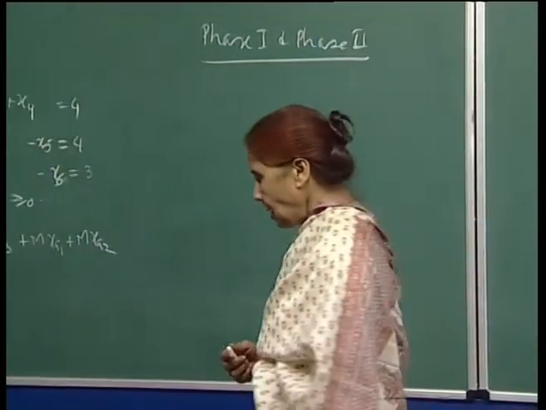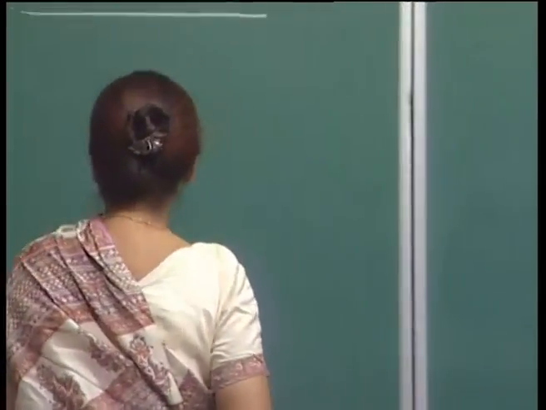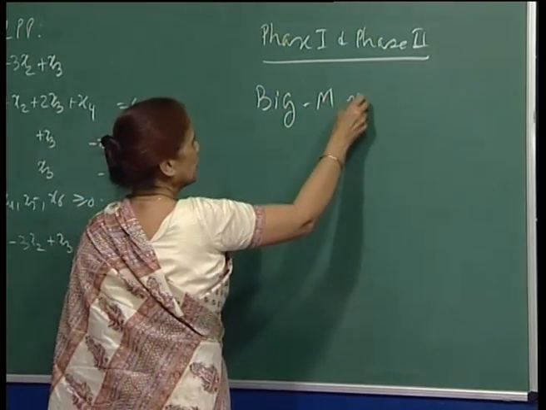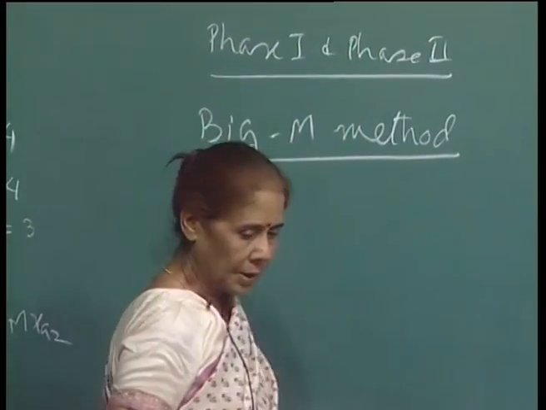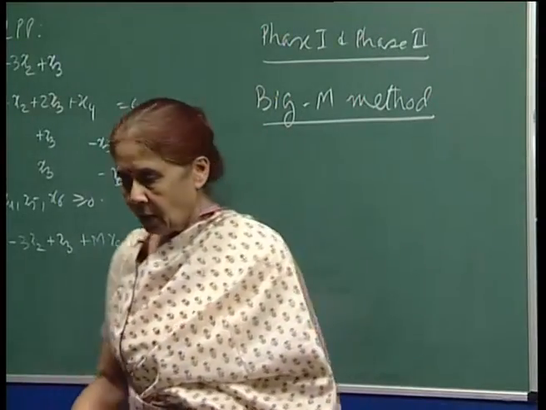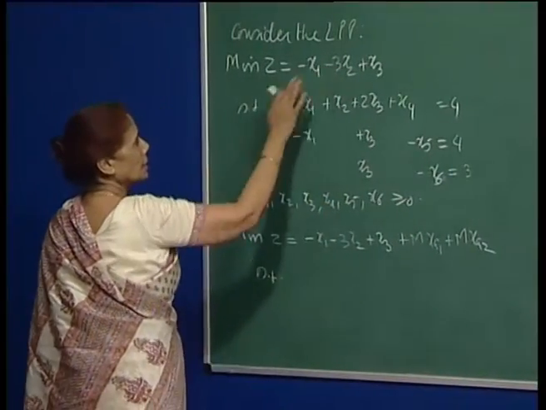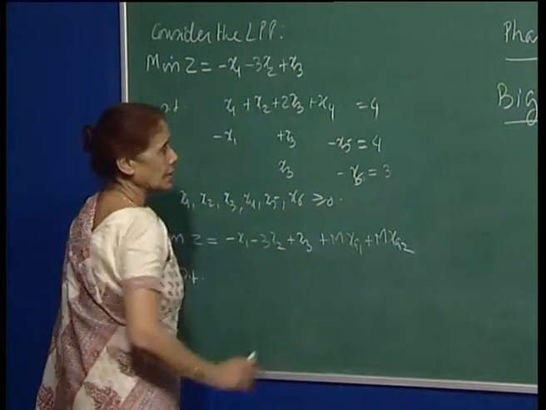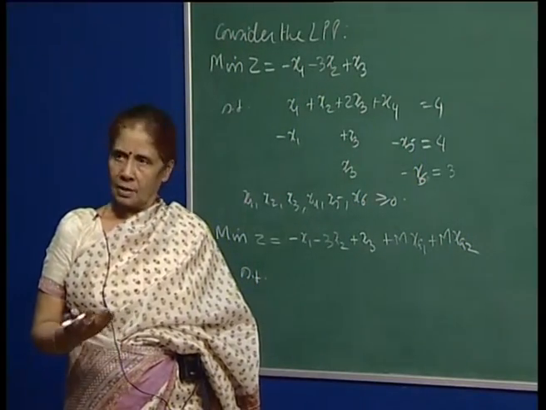I will give you another alternate method for when you do not have a starting feasible solution right away. So, I am going to talk about the BigM method. Here also we make use of artificial variables, and let us see how the method works. If you have a linear programming problem given by this, you have plus x4, then minus x5, minus x6. So, a starting feasible solution is not right away available.